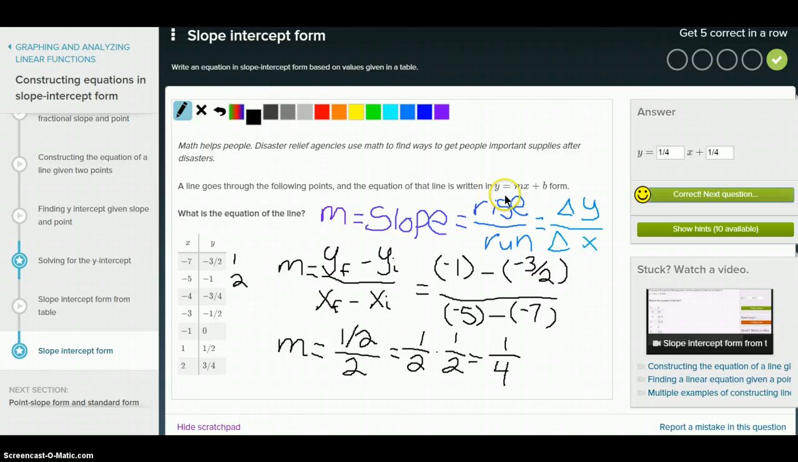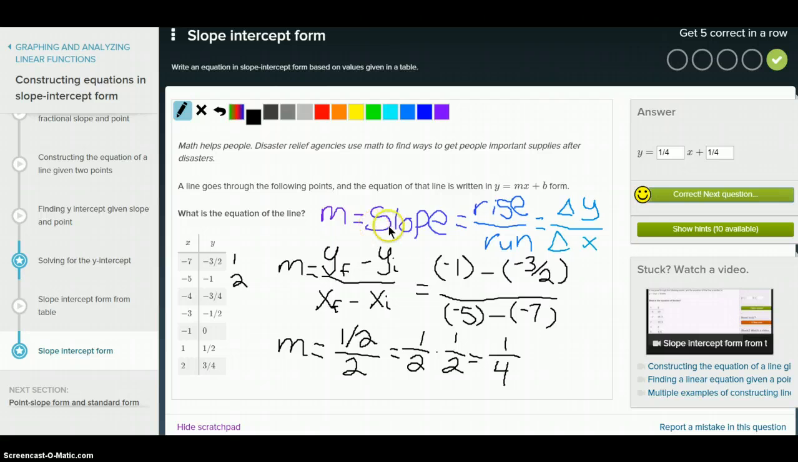So the y and the x are at any given point. So we have a table here of all these different points, and as you can see, we're only going to really need two of them. We have -7 and -3/2. That's point 1, and I labeled that point 1. And then point 2 is -5 and -1. Okay, so we know what the y and the x are for.